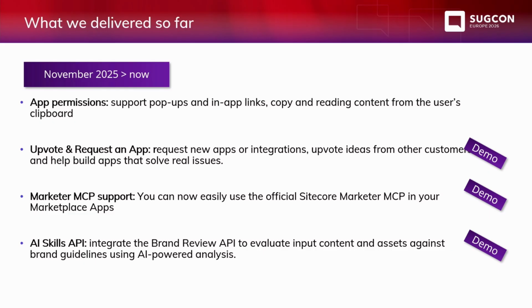We have Request an App. It's an app idea catalog where the whole community can contribute with their app ideas and also vote on them. The Marketer MCP support, which helps you build apps that integrate easily across the whole Sitecore AI experience. And the AI Skills API that enables the apps to integrate with the brand review API, so you can make sure the content is always on brand.